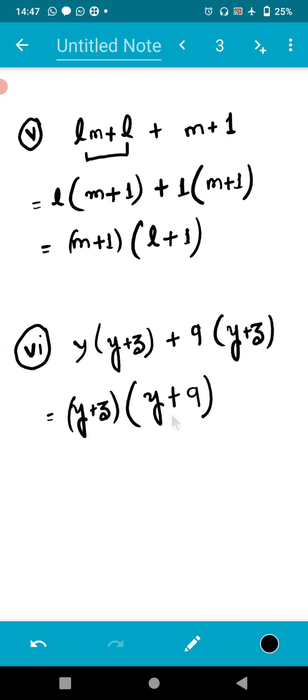So this is the required answer of sum number 6, and that's it for today's session.